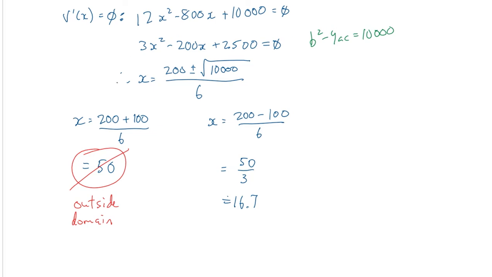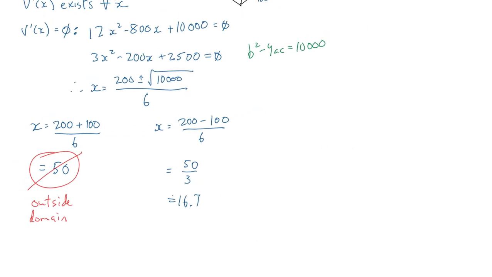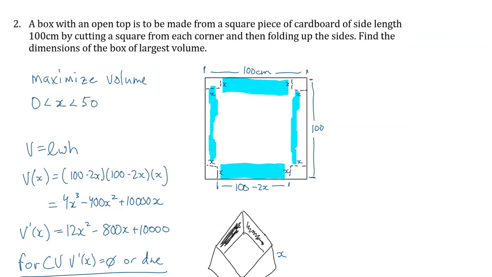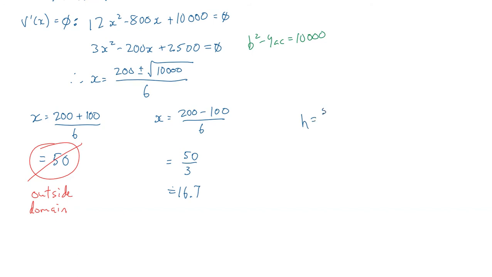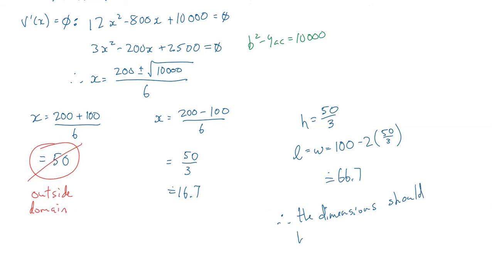Kind of get that? Okay, so now we are going to figure out our dimensions because the question said, find the dimensions of the box of largest volume. So our height was x, so our height is 50 over 3. We're going to do these as decimals, not as a fraction, because that doesn't make a lot of sense in measurements like this. And the length and the width equal each other, and they're both equal to 100 minus 2 times 50 over 3, which works out to about 66.7. And we're talking centimeters here, I believe.